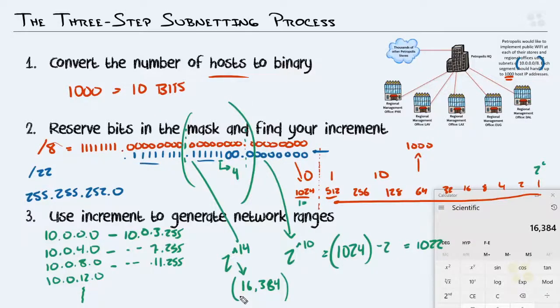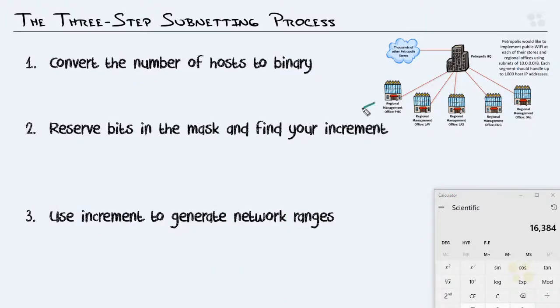Usually, you don't worry about creating unique networks for public Wi-Fi. Here's what I mean. Let's look back at this picture. If you've got Petropolis, and let's just say you've got all of these individual stores right here, each one of those stores looks like it connects to the headquarters. What usually will happen is each one of those stores will get an internet connection of its own.